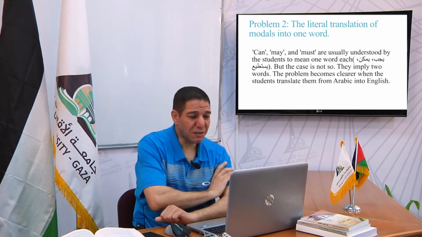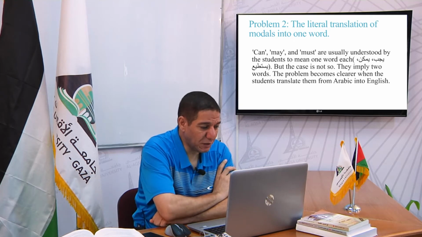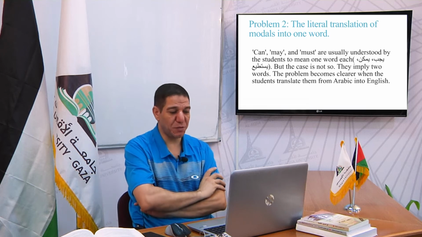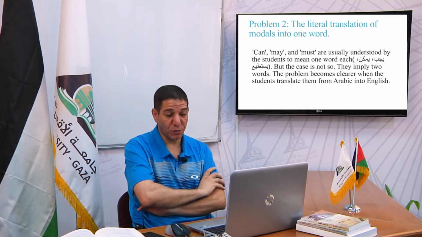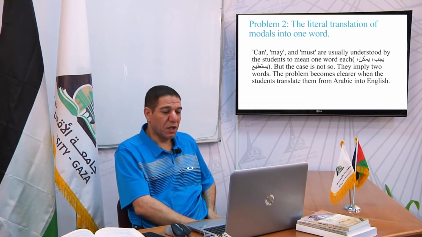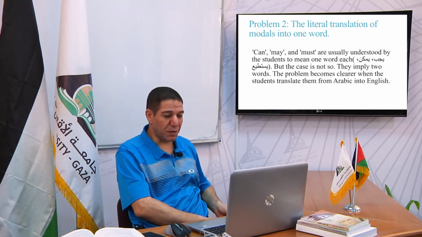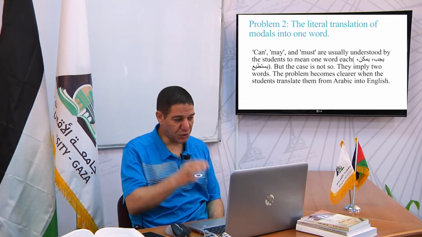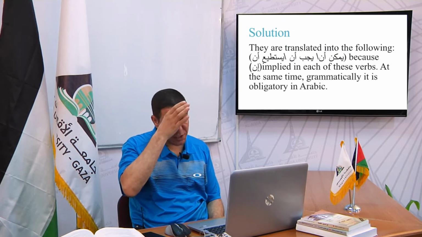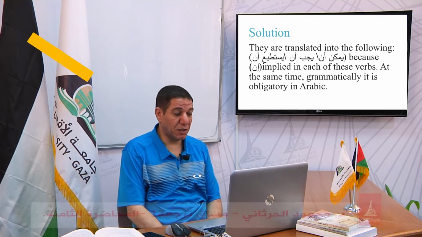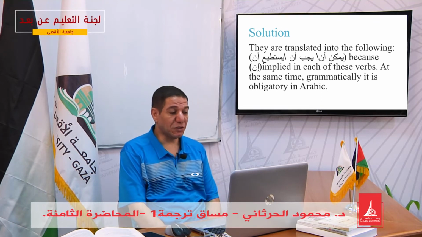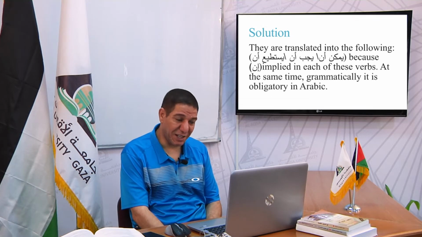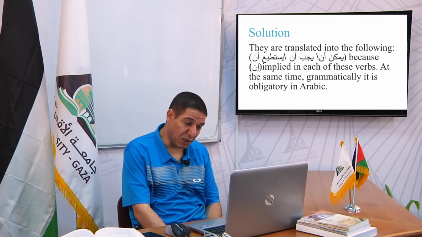Problem 2. The literal translation of modals into one word. Can, may, and must are usually understood by the students to mean one word each: يجب, يمكن, يستطيع. But the case is not so. They imply two words. The problem becomes clearer when the students translate them from Arabic into English. They are translated into the following: يجب أن, يمكن أن, يستطيع أن, or in the feminine case تستطيع أن, يجب عليها أن, يجب أن تفعل, تستطيع أن.